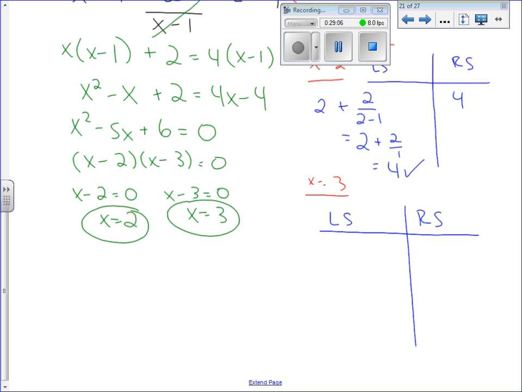And then I've got 3 plus 2 over 3 minus 1, is 3 plus 2 over 2, which is 3 plus 1, which is 4, which is what I wanted to write. Guys, there's no mark involved in verifying. It's more for your own peace of mind to know that you've got the question right. We're going to do a couple that are a little bit more complicated.